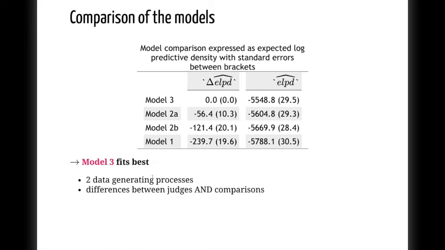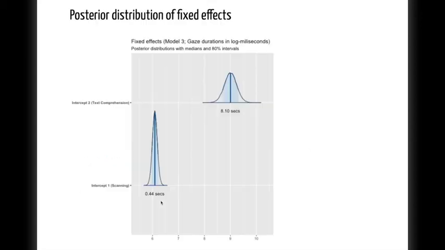So we can assume, given our data, that there are two data generating processes, and that both processes are different, so the durations coming from both processes are different or dependent on judges and comparisons. I want to quickly show you what comes out of this kind of model, so what kind of output. First are those two intercepts, so an estimation of the average time, or in this case the median time, that is used for scanning.